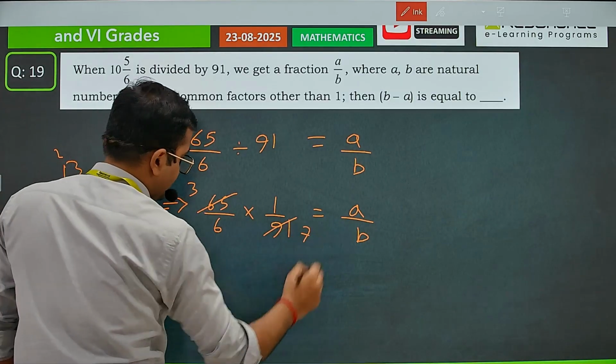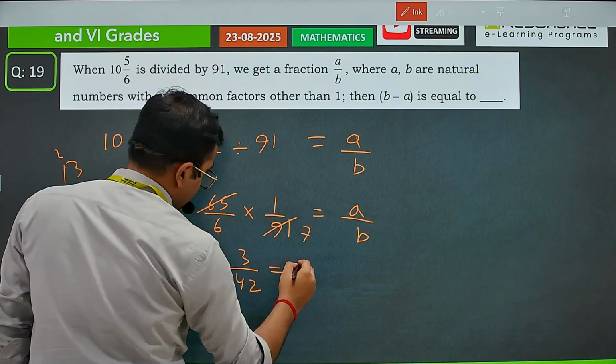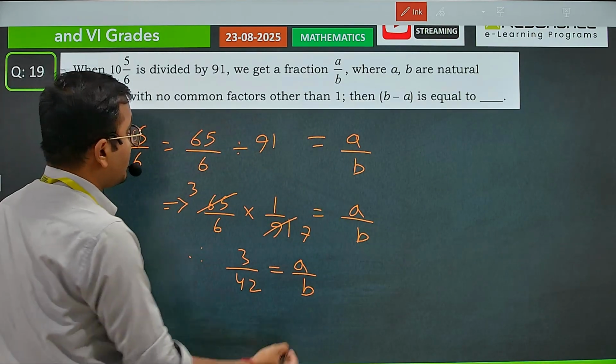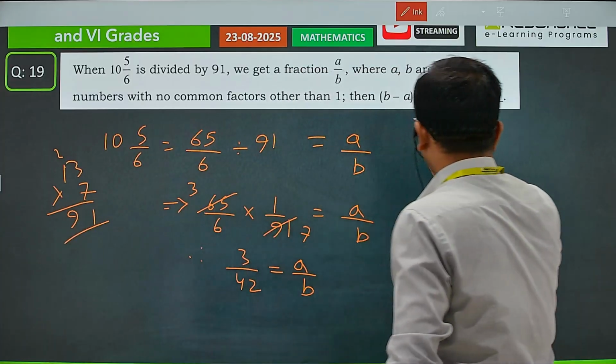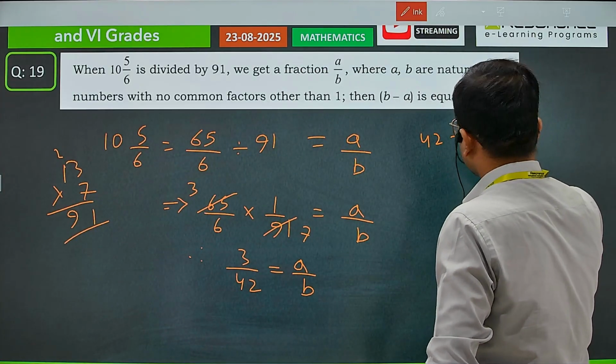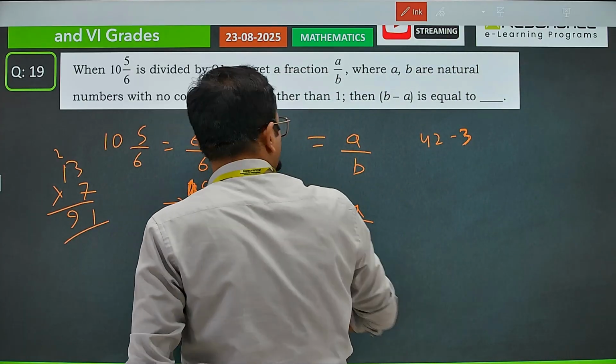So this is 7. Therefore 5 by 42, and there is nothing in common anymore because the GCD is obviously 1. Therefore b minus a, that is 42 minus 5. Sorry, I said 42 minus 3, my bad, this is 5. Just a second.